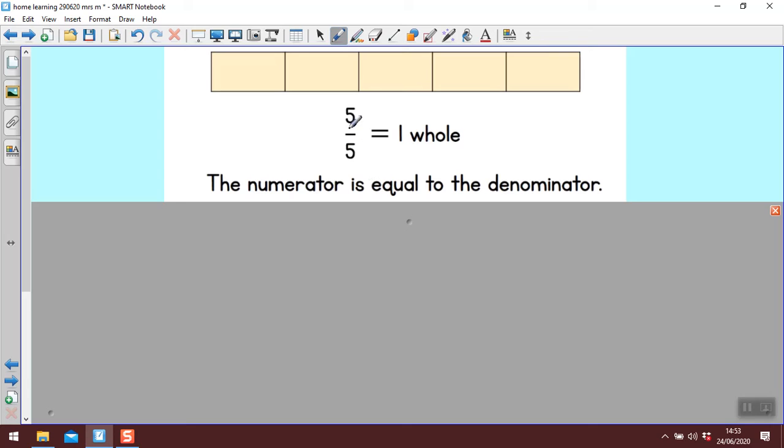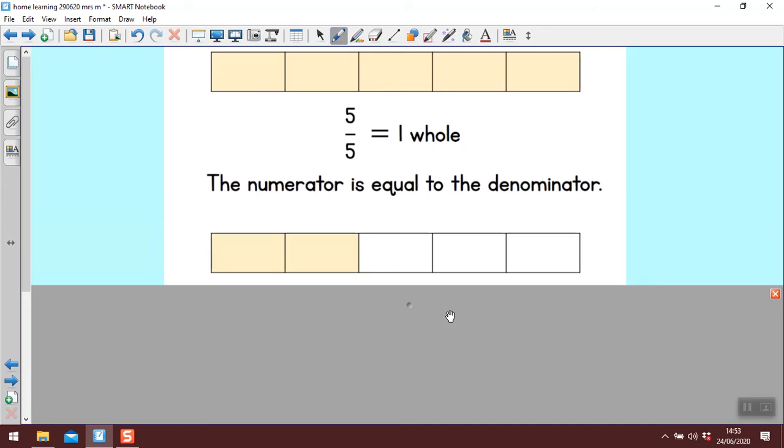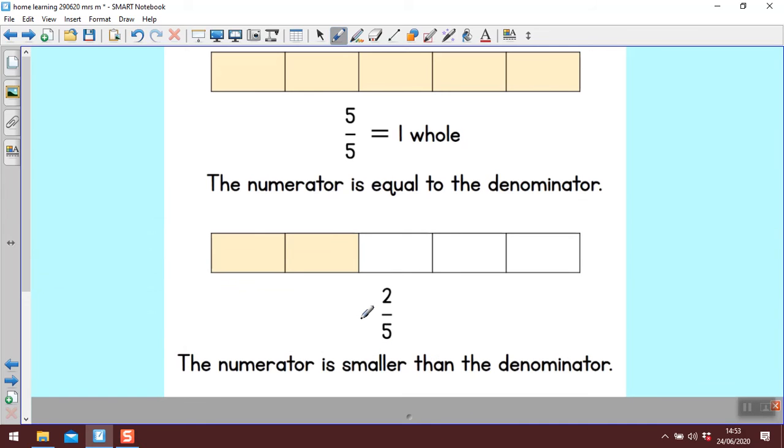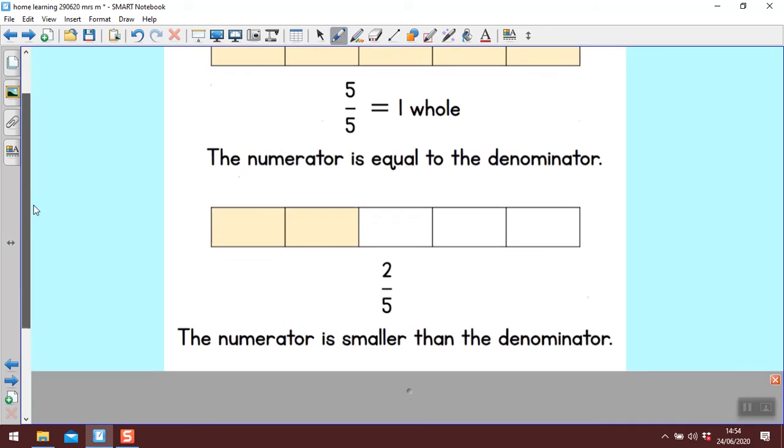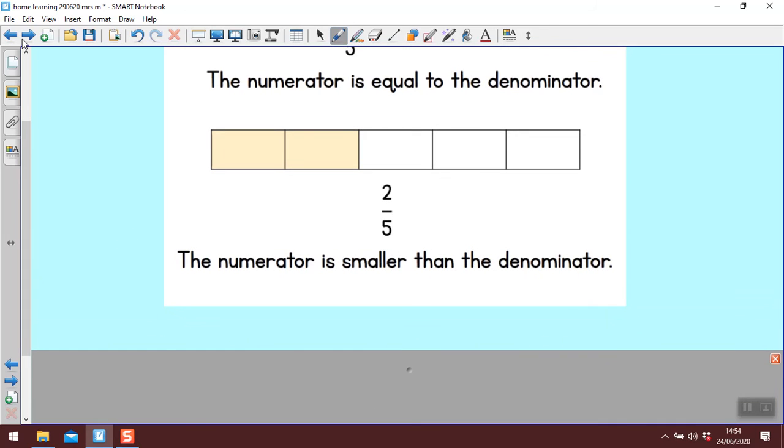So 5 out of 5 or 5/5 means that you've shaded in 5 out of 5 pieces, and that's the same as a whole one because the numerator is equal to the denominator. But if you have 2/5, 2 out of all 5 pieces, the numerator is smaller than the denominator, which means the fraction is less than 1.